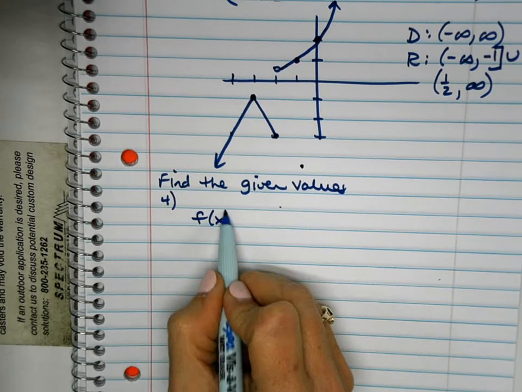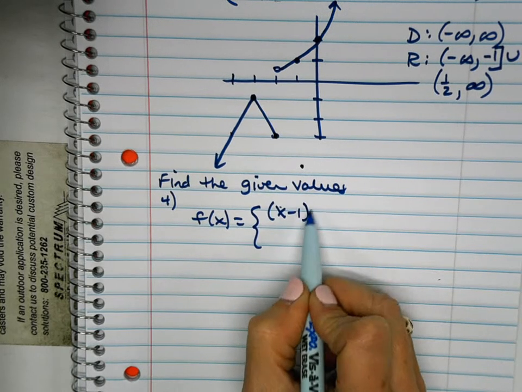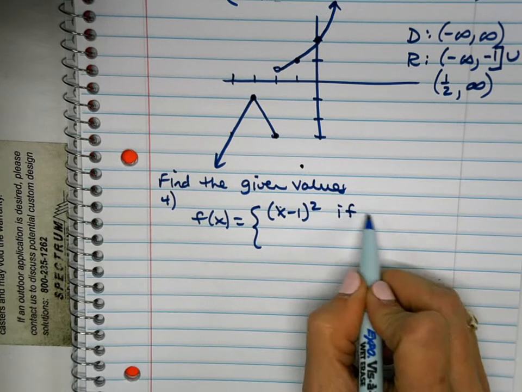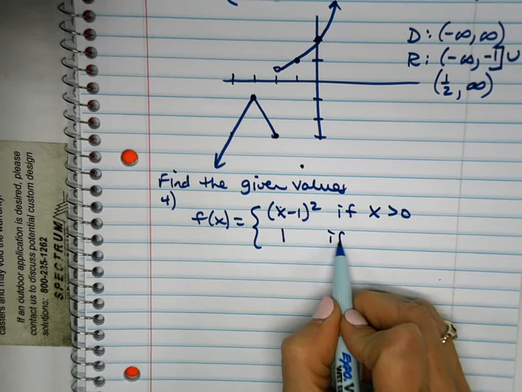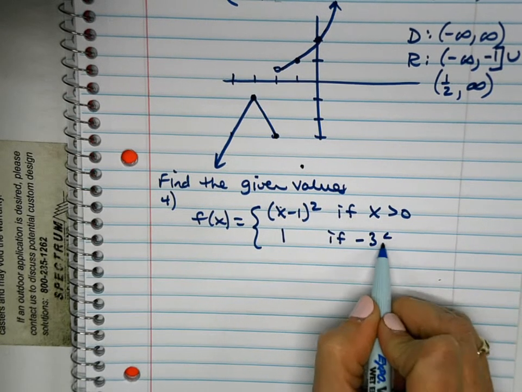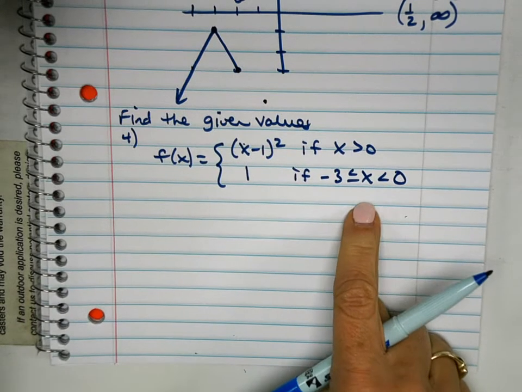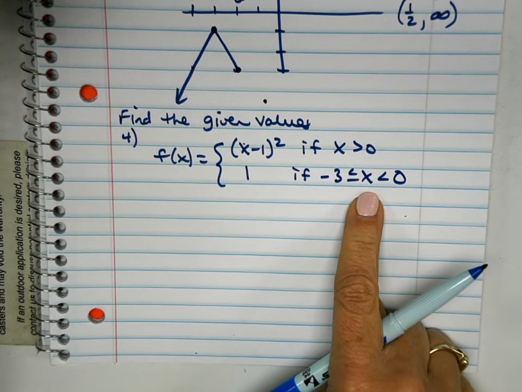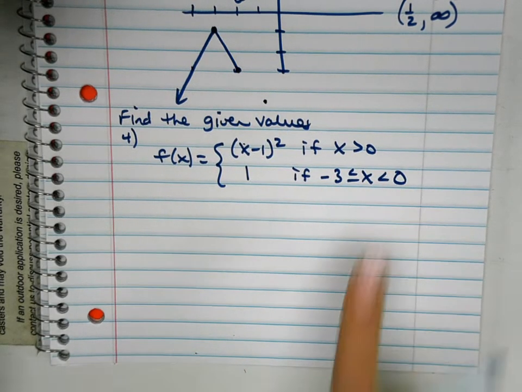Okay, so given this, this is number 4. Given that f of x equals the quantity x minus 1 squared if x is greater than 0, and 1 if negative 3 is less than or equal to x is less than 0. I want to make sure we do a graph. I'm not going to take the time to graph this one right now, but I want to make sure we do one of those on the homework. Help me remember that when we do the homework problem.